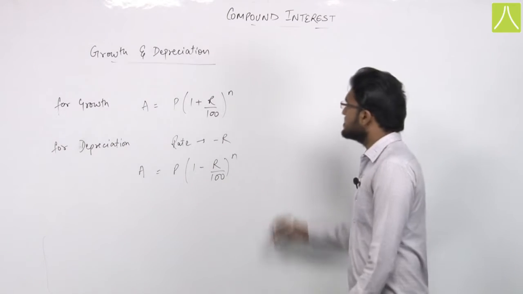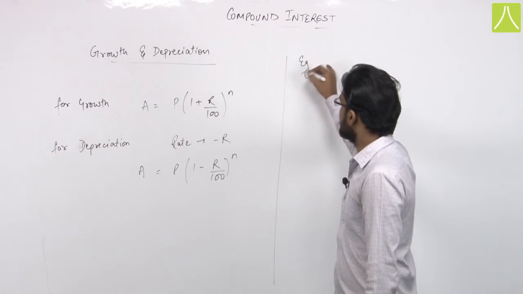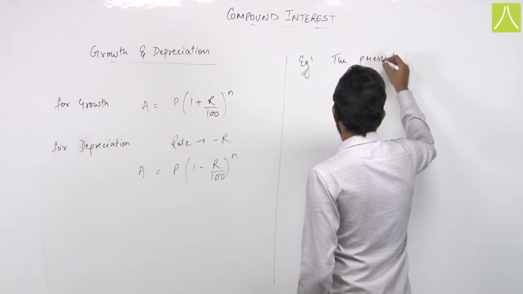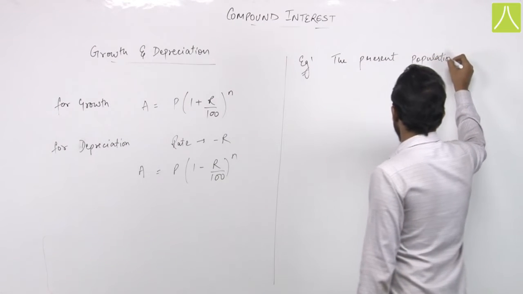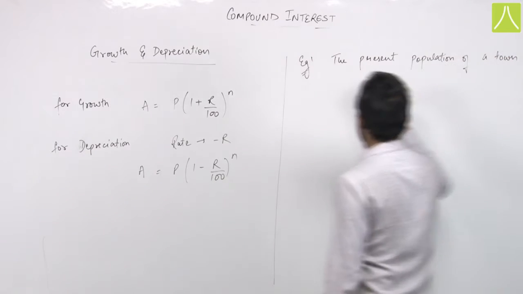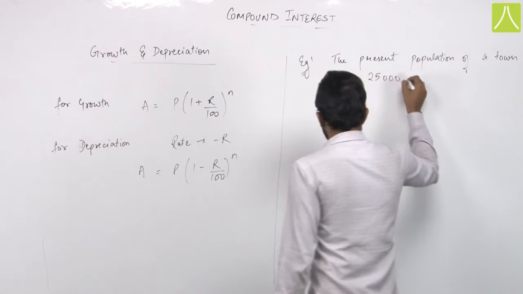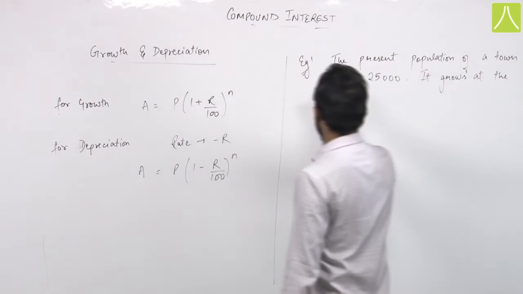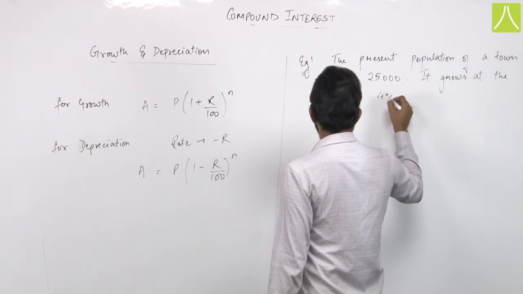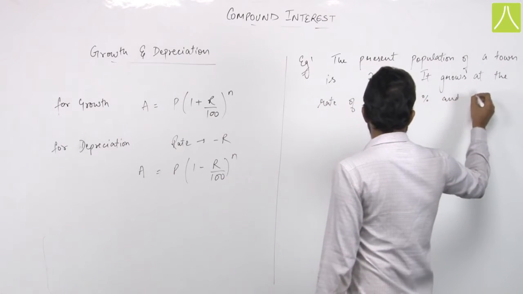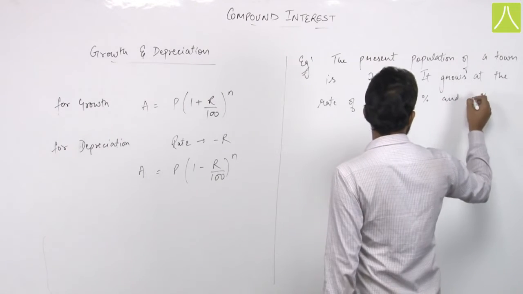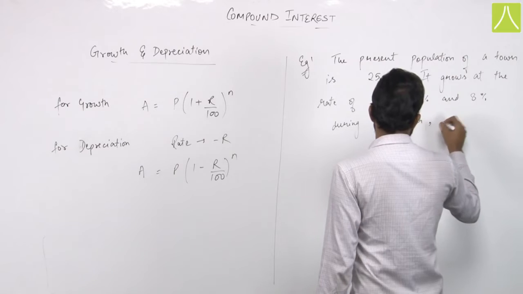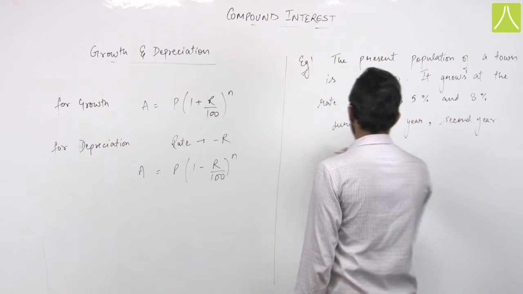Now we will see some basic calculations. Let us say in example 1, we are given that the present population of a town is 25,000, and it grows at the rate of 4%, 5%, and 8% during the first year, second year and third year respectively.